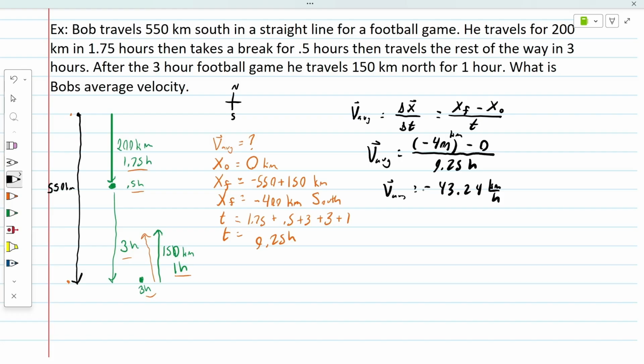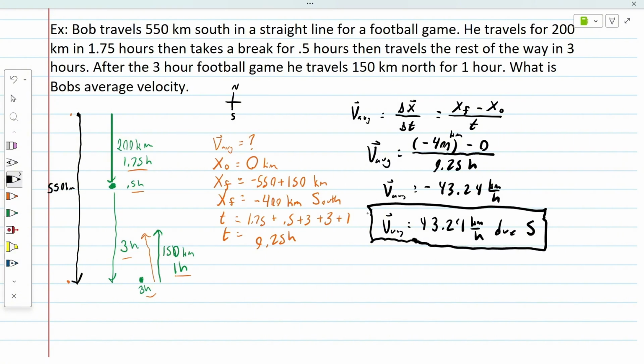He's not traveling at negative speed. This is showing the direction. So if we were going to write our final answer, we should really write it as our V average is equal to 43.24 kilometers per hour. We can say due south, or due S. Sometimes we'll abbreviate it as S. And that right there is our final answer. All right. Cool. So that gives us our final answer.